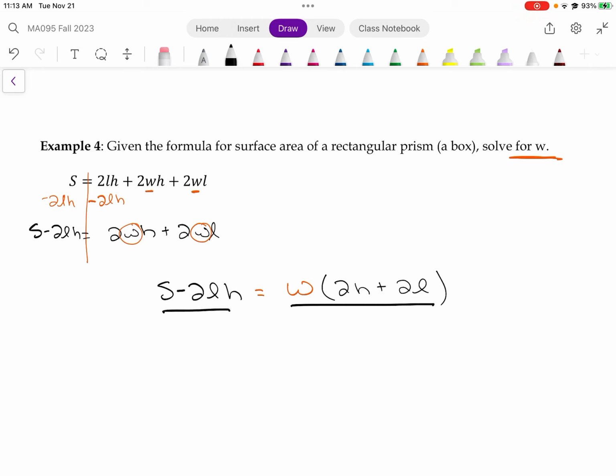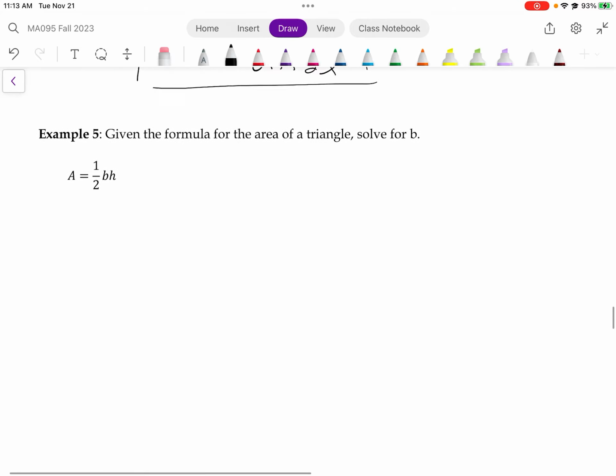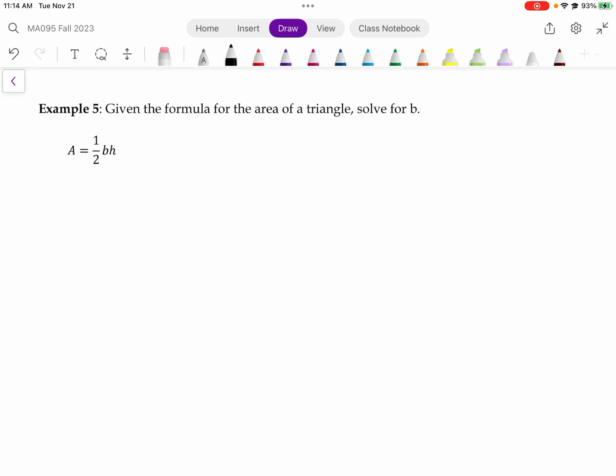All right, so now how am I going to get the W by itself? Divide both sides by 2H plus 2L. They cancel here, because they are factors, they're multiplied, we can cancel them out. So we've got W equals S minus 2LH over 2H plus 2L. It's a mess, but it works. All right, next one. Try pausing and solve for B.